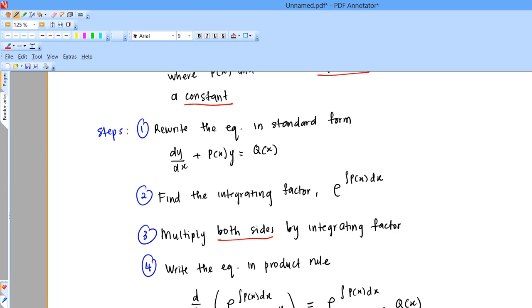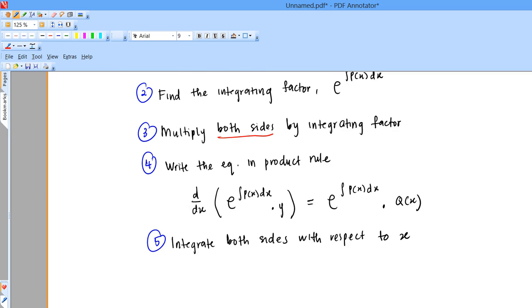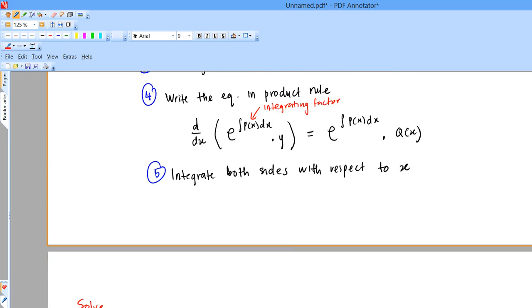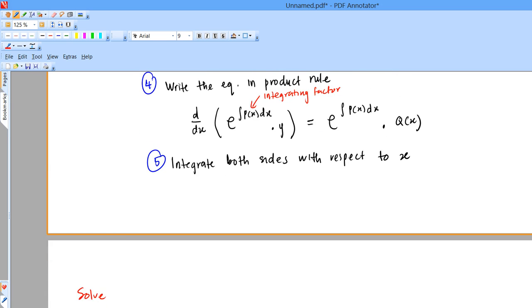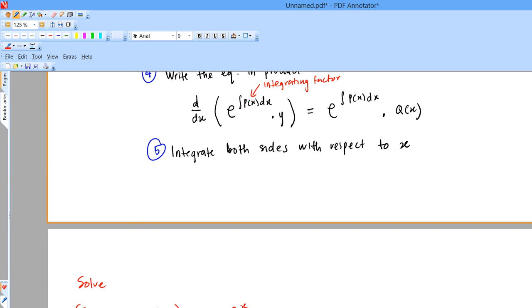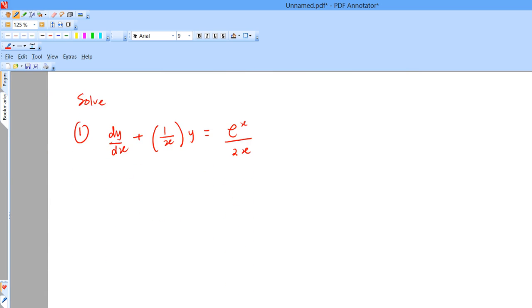And then number 4, write the equation in product rule. So d over dx times e power of integrate p(x) dx, that is integrating factor, times y equal to integrating factor times q(x). And lastly, number 5, we need to integrate both sides with respect to x. So now let's move to first example.